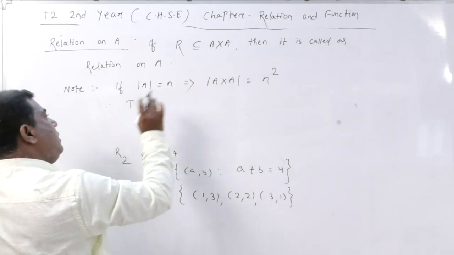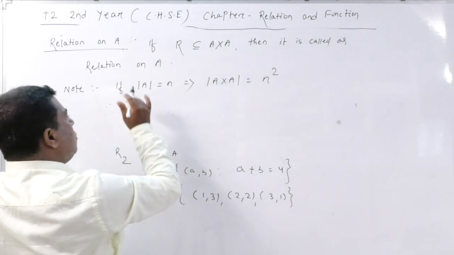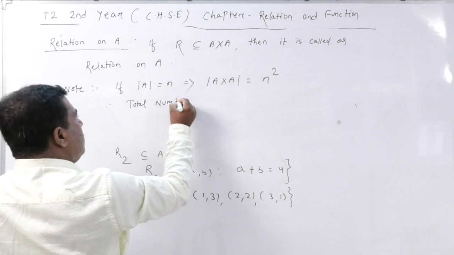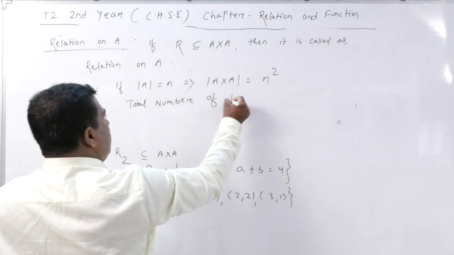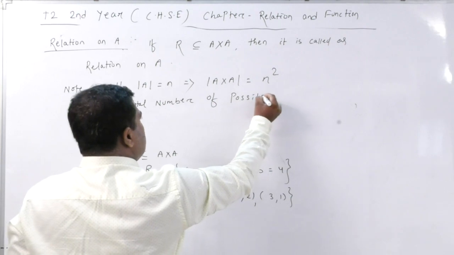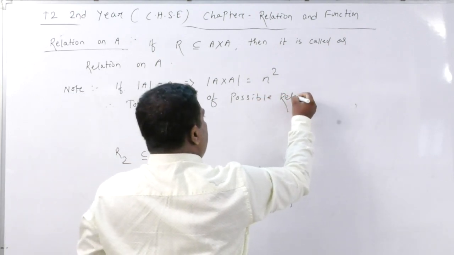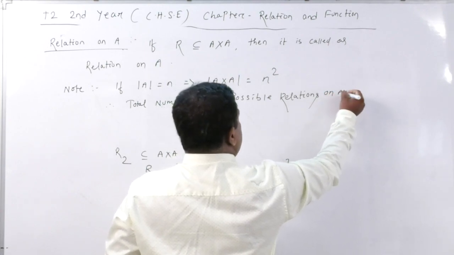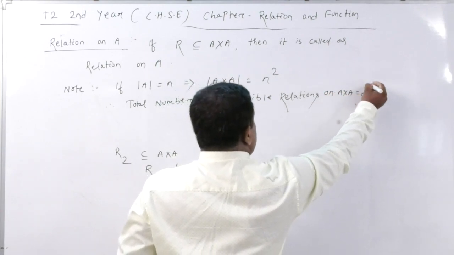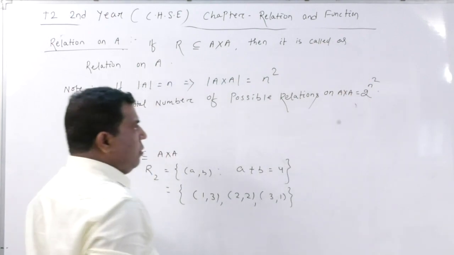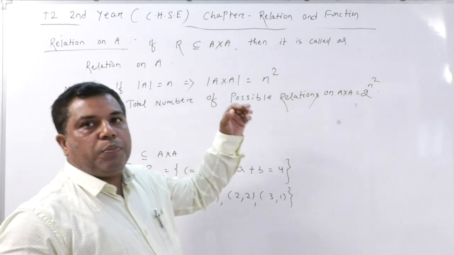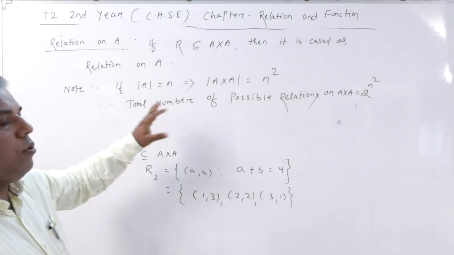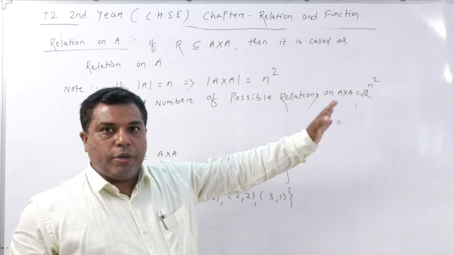As each relation is a subset of the product set, the total number of possible relations on A cross A equals 2 to the power n square, because that is the rule to find the possible number of subsets. So the number of relations equals 2 to the power n square.